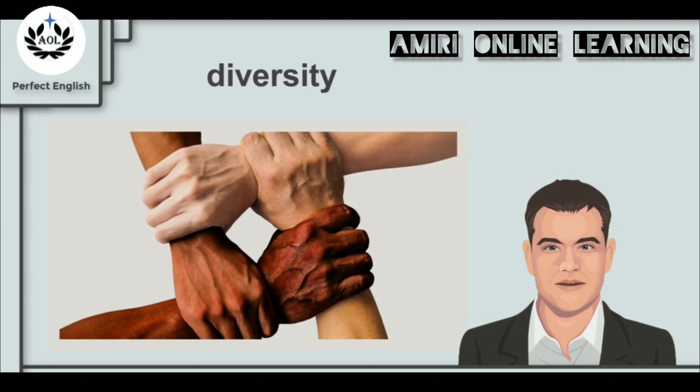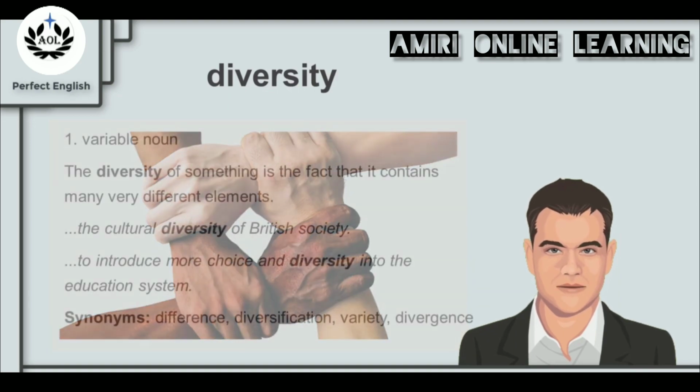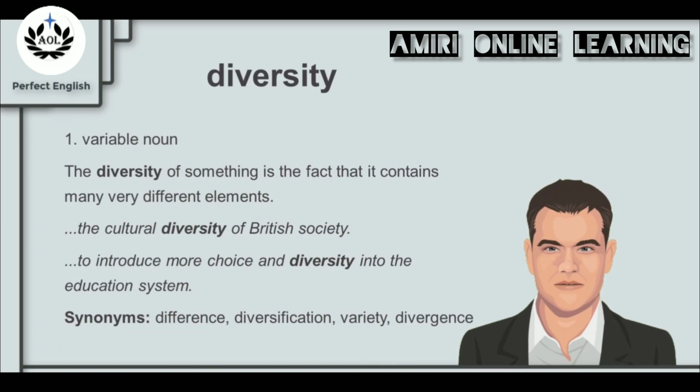How does diversity relate to the idea we have in the picture here? Does it relate to hands or hands holding one another? Or does it relate to the differences we have in this picture? Let's find out. Now, diversity is a variable noun, and a variable noun is a noun that can be used as a countable noun or as an uncountable noun, and that's why we call it a variable noun.